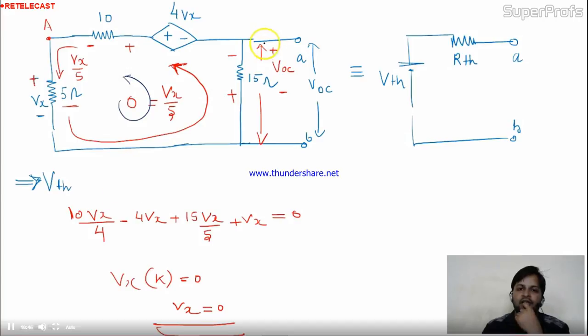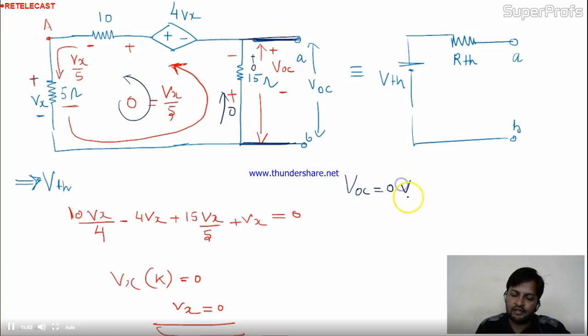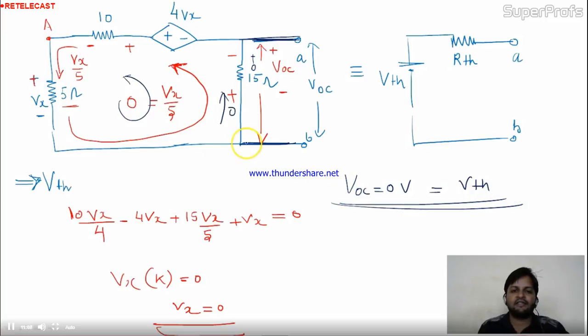zero. If current is 0, can I check the voltage drop across the 15 ohm? Yes, I'll calculate this. Current in this is 0, so voltage across this will be absolutely 0. So your VOC is nothing but 0 volt. This is nothing but your VTH. Why 0? Because current flowing in the circuit is 0. And by common sense also we can say there is no independent source in the circuit. How will current flow in the circuit? If there is no current, there is no voltage drop across any element in the circuit. So your VTH is simply 0 volt.